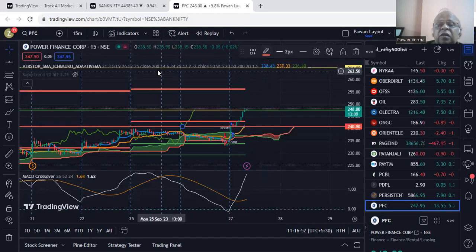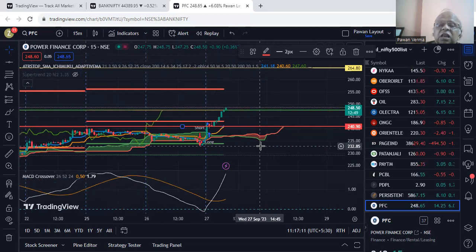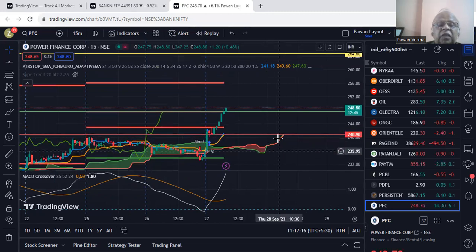So friends, 247.60 is the entry price or trigger price, and 240.90 is the stop loss in the case of PFC.